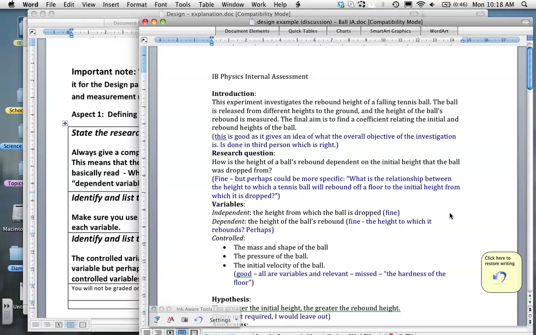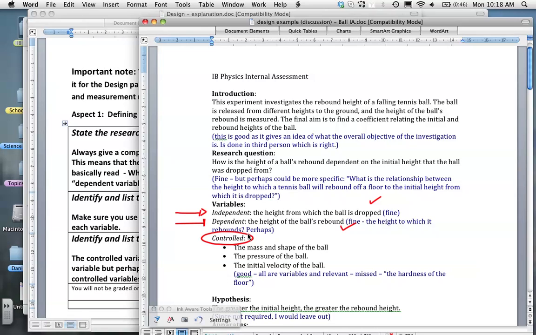Now, once we have got our research question written clearly, then writing down our independent and our dependent variables is quite easy to do. So we have the height from which the ball is dropped, that's fine, and the height of the ball's rebound, that's also fine. Now, perhaps the most difficult part of this is identifying your controlled variables.